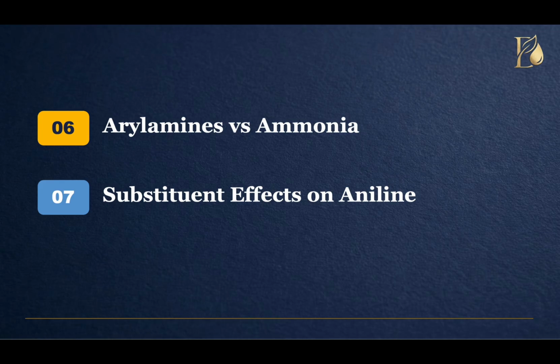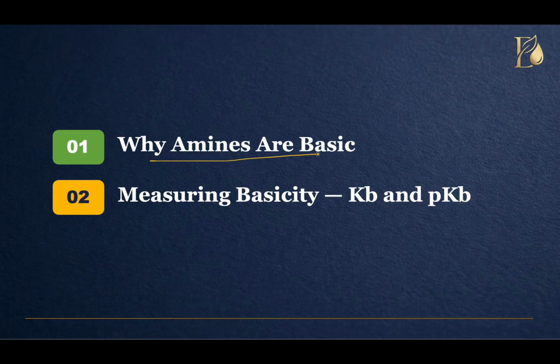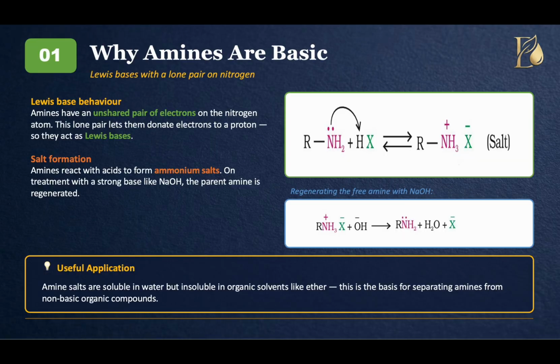So let's get started. We can start from the question, why are amines basic? We know the structure of amines. Amines are compounds which have a nitrogen atom attached to alkyl groups. If it is a primary amine, it is RNH2. For secondary amines, R2NH, and for tertiary amine it is R3N, and there is no hydrogen atom on the nitrogen in a tertiary amine.